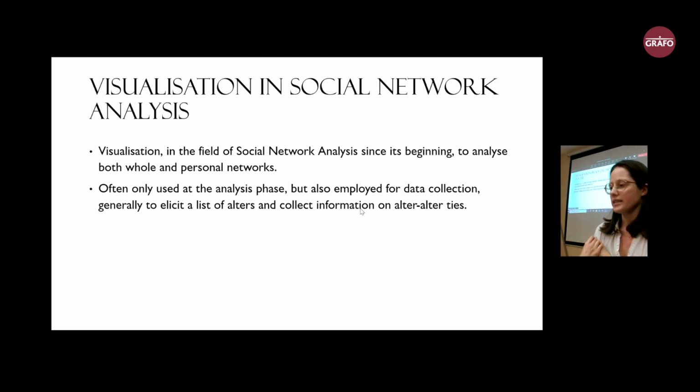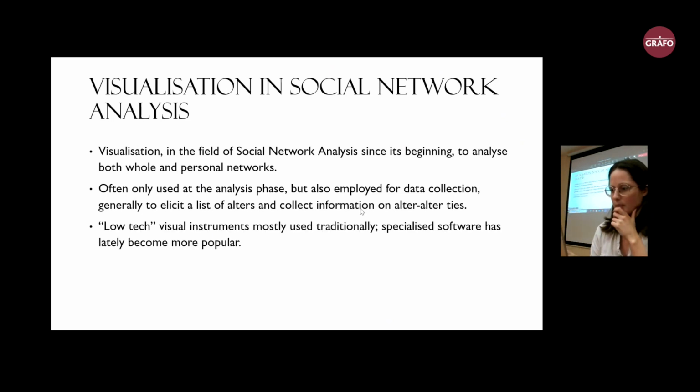A well-known tool is the circle diagram of Kahn and Antonucci, but there are many others, like free drawing, network maps, and so on. When visual tools are employed to collect data, they normally elicit a list of alters and collect data on alter types. But the tools that I'm going to present are not intended to do that, but intended to arrange alters. In the literature, traditionally low-tech tools such as pen and paper have been used, but nowadays specialized software is becoming more popular.